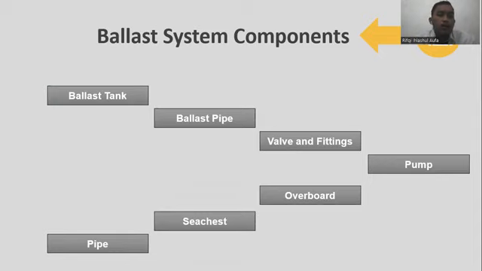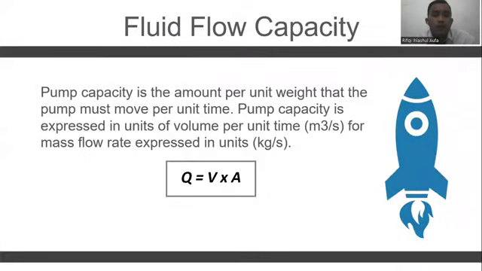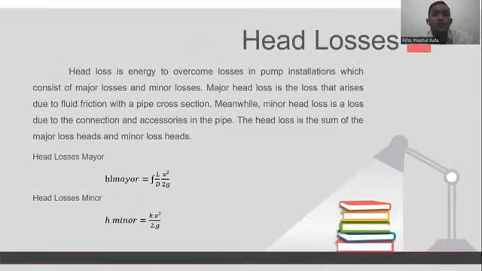Ballast system components are ballast tank, ballast pipe, valves and piping, pump, overboard switches, and pipe. Then fluid flow capacity. Pump capacity is the amount of fluid per unit weight that the pump must move per unit time. Pump capacity is expressed as a unit of volume per unit time. Mass flow rate is expressed in units. Here is the formula for fluid flow capacity.